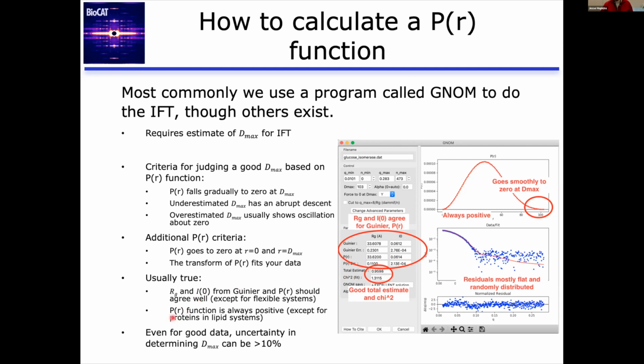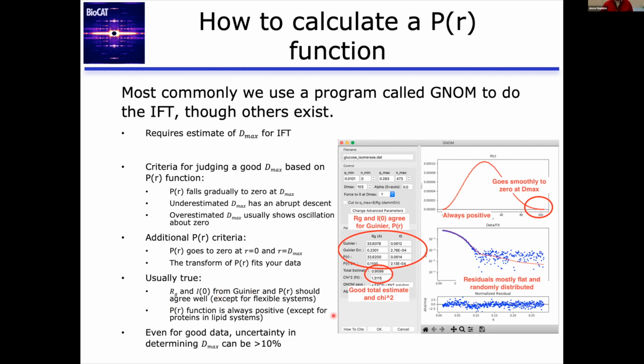Your P(r) function should always be positive, except in proteins in a lipid system where you may have a negative peak at the lower values that corresponds to the detergent, the lipid. And that's because we're looking at an electron density difference, and lipids have electron densities lower than that of the buffer. And so you end up with negative electron density as seen by your difference scattering.